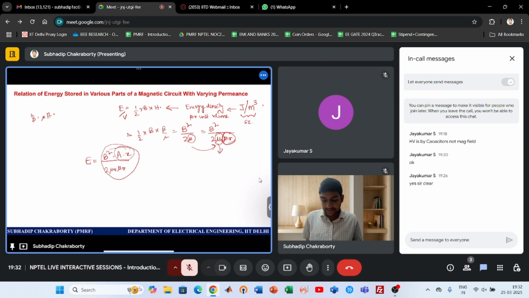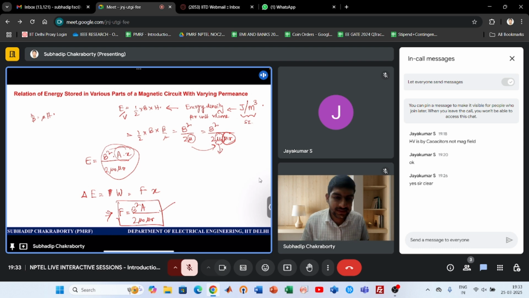But you also know what the force is. Energy is work done, del W. Work done is force into displacement. And we can write in linear terms, what will be your force? Considering zero initial condition, force will be B square A by 2 mu 0 mu r, right? So as you know, this is for a linear relationship. Otherwise, you need to differentiate. If the variation is not linear, you need to differentiate. Otherwise, this will be the value of force, right?